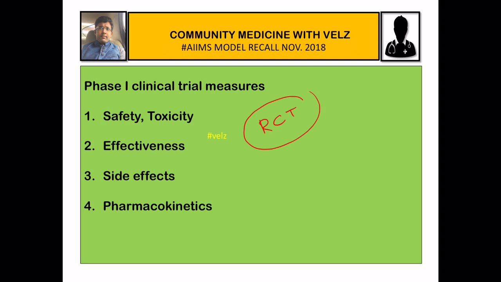So in clinical trials we have many phases: phase 1, phase 2, phase 3 and phase 4. Usually the RCTs refer to phase 3 of the clinical trials. Before coming into the human trials, they will do it on animals, and it is called animal trials. Phase 4, as you all know, is post-marketing surveillance.